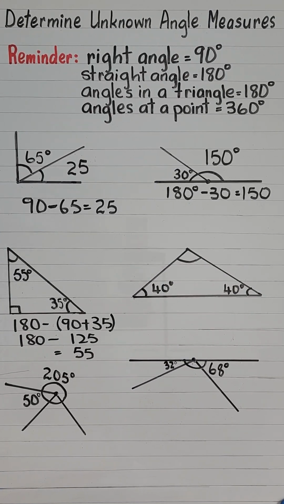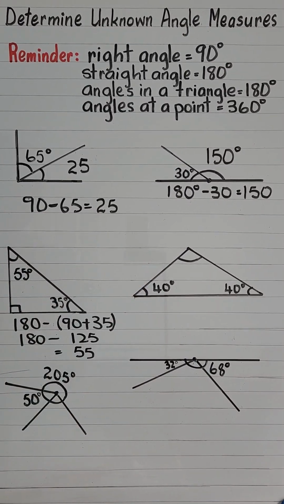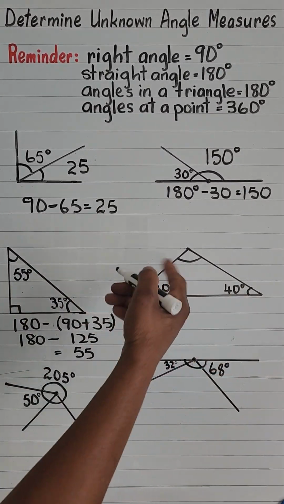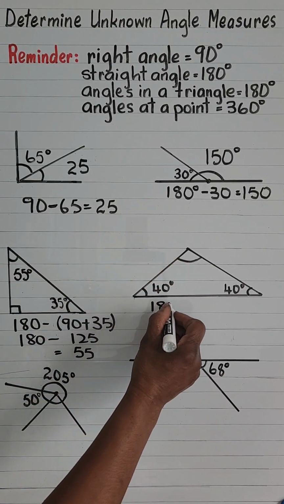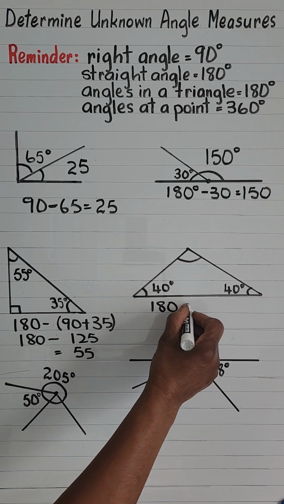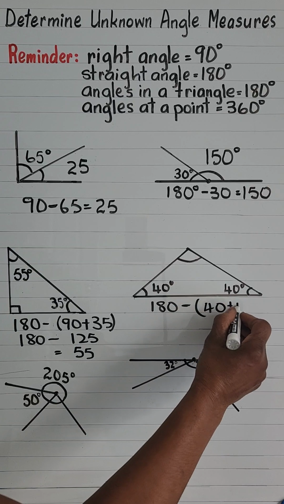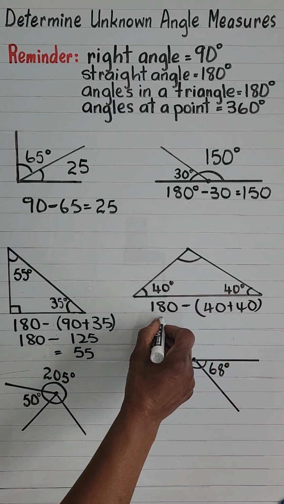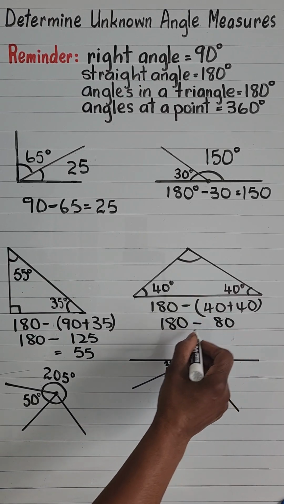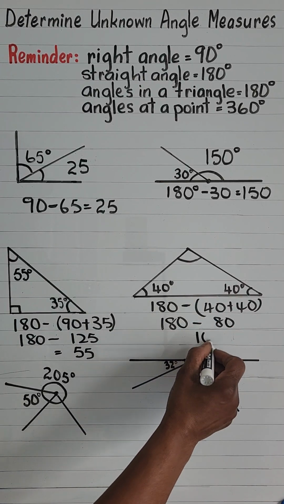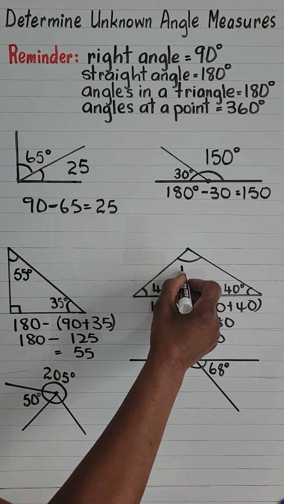Next is a triangle with two angles measuring 40 degrees each. So we're going to add these two and subtract from 180. So 180 minus 40 plus 40, that's 180 minus 80, and that is equal to 100. So this angle is 100 degrees.